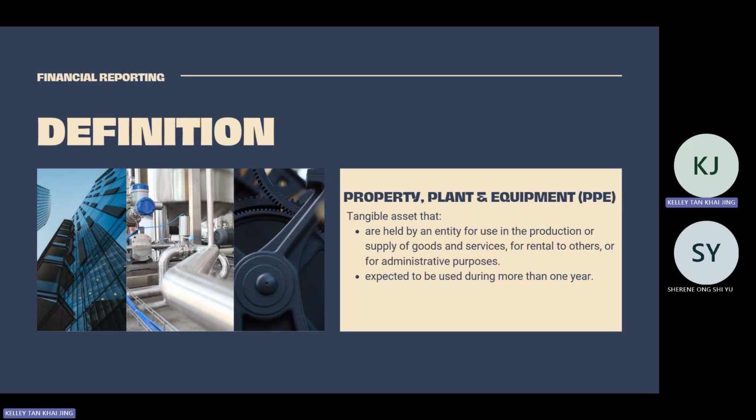Property, plant, and equipment is the tangible asset that is held by an entity for use in the production or supply of goods and services, for rental to others, or for administrative purposes. It is expected to be used during more than 1 year. For example, land.